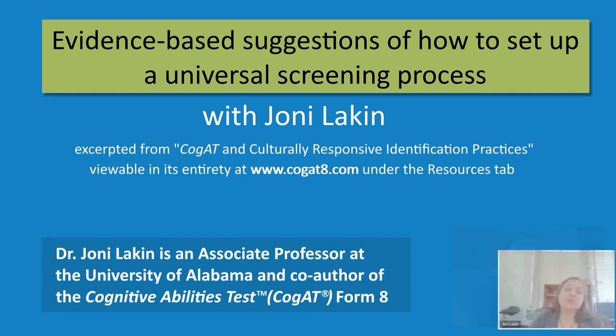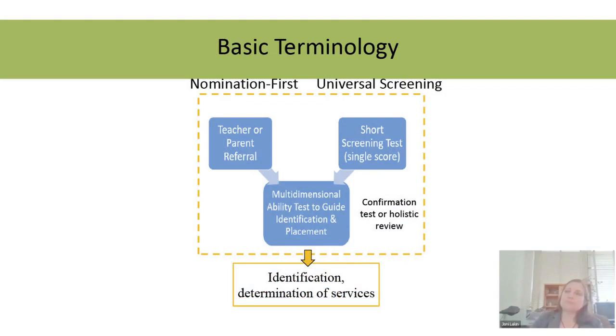The number one thing you can do to increase the equity and representation of students you identify is to use universal screening. And I talk about universal screening in contrast to referral-led screening. So if your process starts with the teacher or parent referring the student for testing, then you're using something like nomination first. Universal screening is any time that you give some kind of objective assessment to all students to give them an opportunity to place.